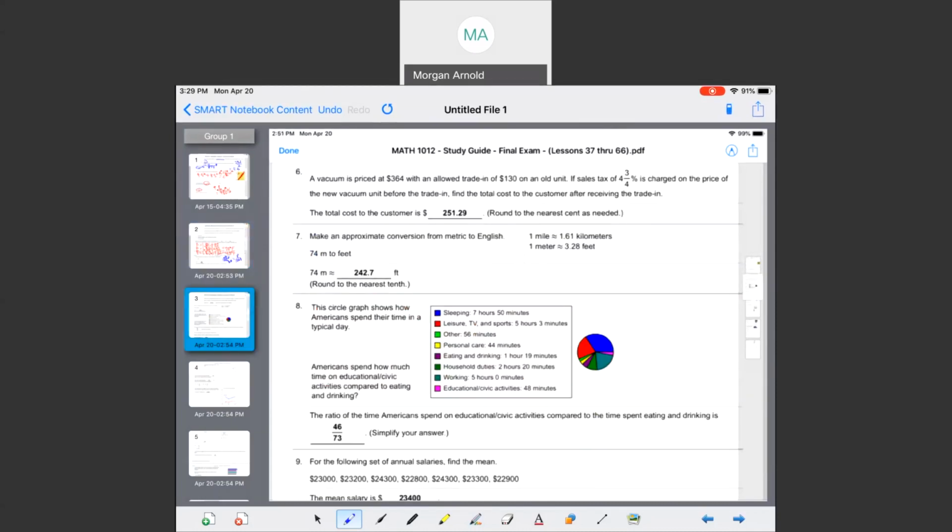Next batch of questions. A vacuum is priced at $364 with an allowed trade-in of $130 on an old unit. If sales tax of 4.75% is charged on the price of the new vacuum unit before the trade-in, find the total cost to the customer after receiving the trade-in.